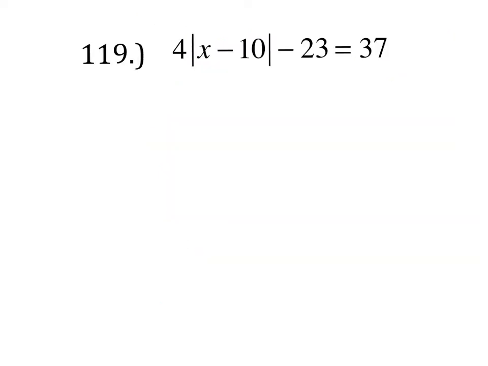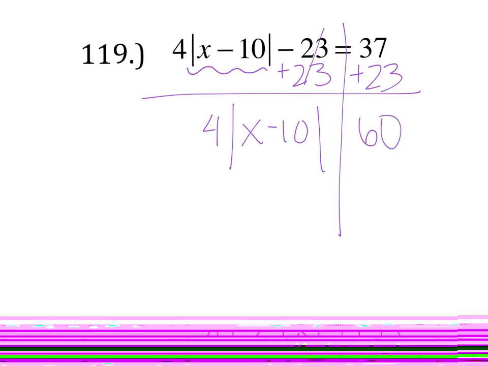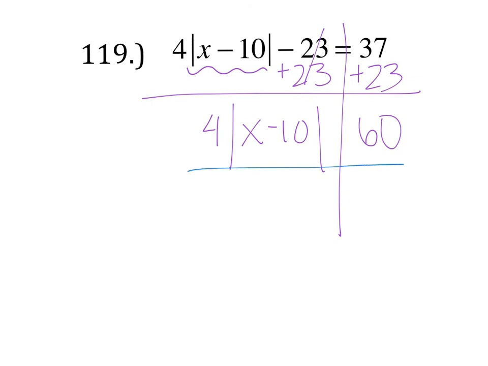The second problem we're looking at is 119, and we want to make sure that the absolute value is isolated. So we are going to start by adding 23 to both sides. So we're going to chip away at this so that the absolute value of x minus 10 is alone. And remember, do not distribute inside the absolute value. So we are now going to divide everything by 4. So those 4s are going to cancel each other out. So we have absolute value of x minus 10 is now equal to 15.